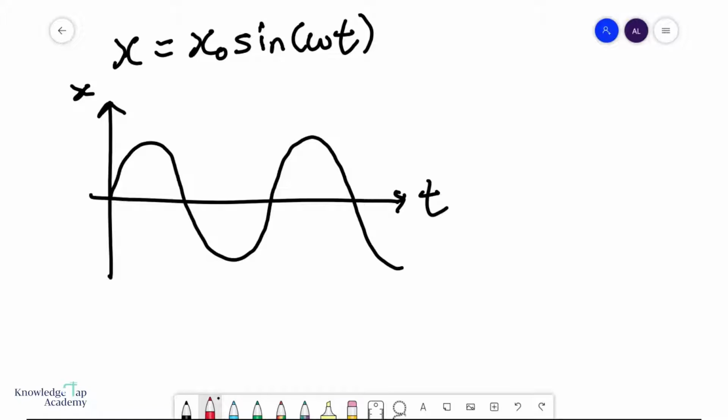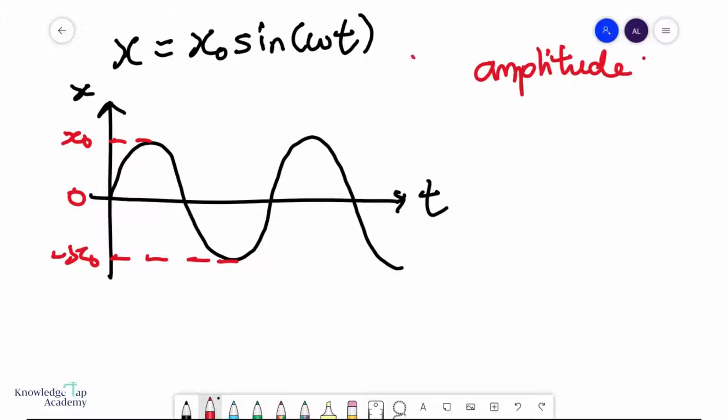So we describe the maximum displacement from equilibrium, which is here, as the amplitude, right? And we typically call this x naught. Okay, and of course it goes both ways, so this is negative x naught, right? So that's the amplitude. Let me write that down here, right? X naught.